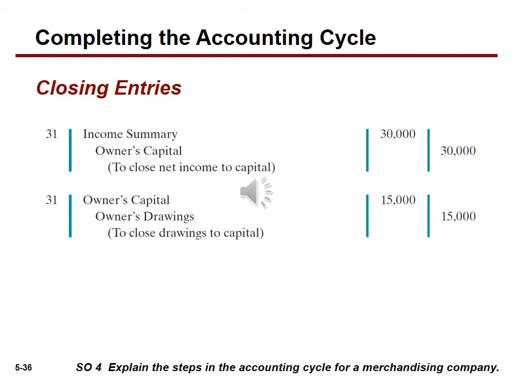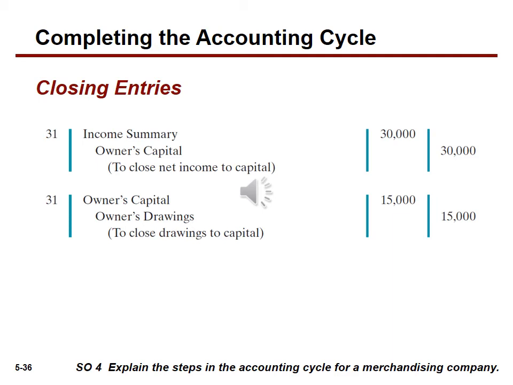And the difference between the total of income statement items with credit balances and the income statement items with debit balances is going to go to the owner's capital. So we're going to debit income summary and credit owner's capital account, and the amount, as you can see, is the difference from the previous slide.